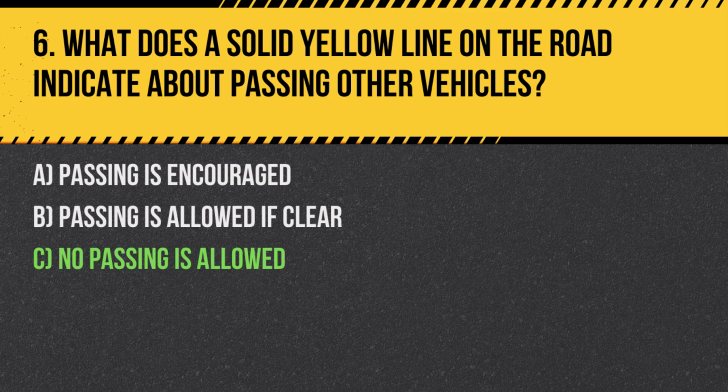Answer. C. No passing is allowed. A solid yellow line indicates that passing is dangerous and therefore prohibited.